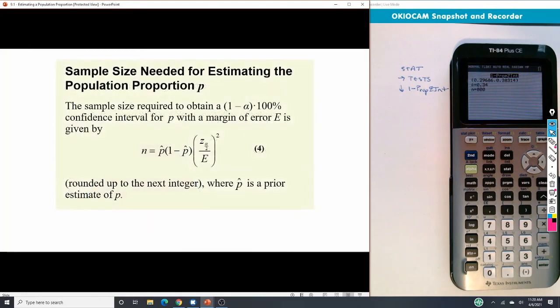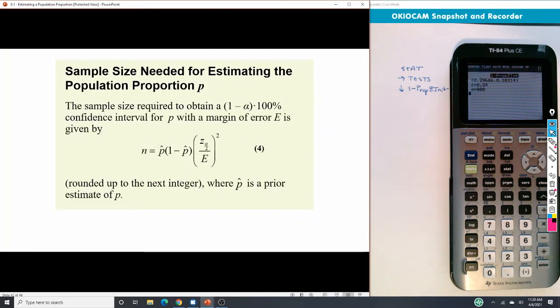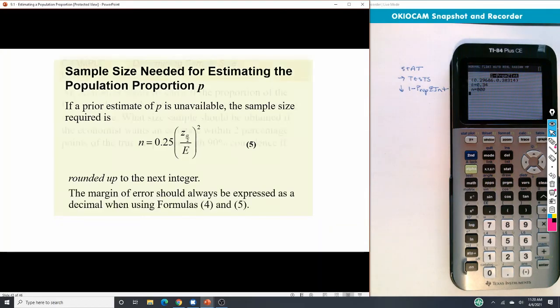Now, we also have here, what if we don't know what p is? Here we know p hat or p in this formula. But what if we don't know that? Then we're just going to use 0.25. So if they tell you that information is not available, you're going to use 0.25 times z alpha over 2 divided by e, squared. And we always round up for those.